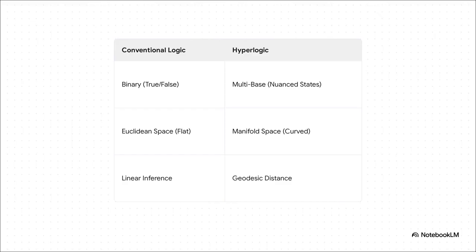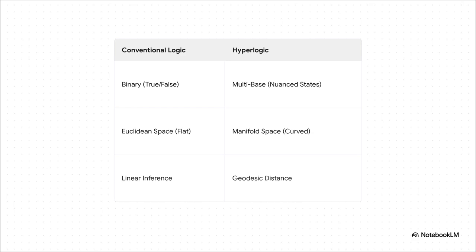Well, this is where the shift happens. On the one hand, you have conventional logic. It's binary, right? True or false. Yes or no, flat. But then we move into hyperlogic. This is a system that can handle all the gray areas, the nuance, the uncertainty of the real world.